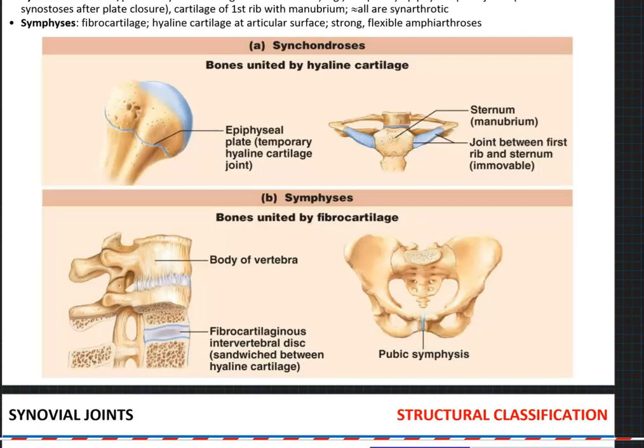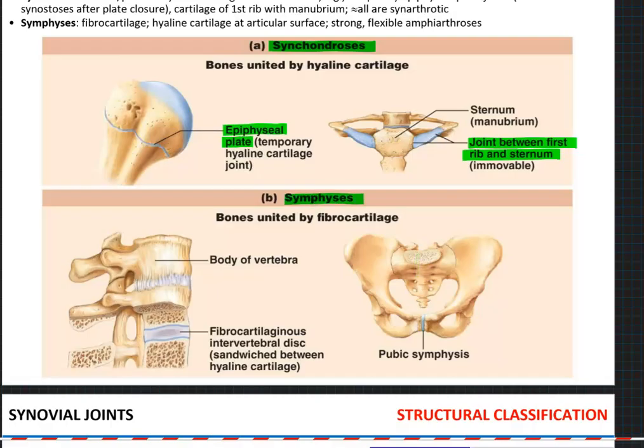Cartilaginous joints, so we have two types. First is synchondrosis, when the bones are connected by hyaline cartilage. So technically speaking, the epiphyseal plate found in the epiphysis of the bones of growing children is a temporary joint. More common, ribs and sternum. Okay, classic synchondrotic joint.